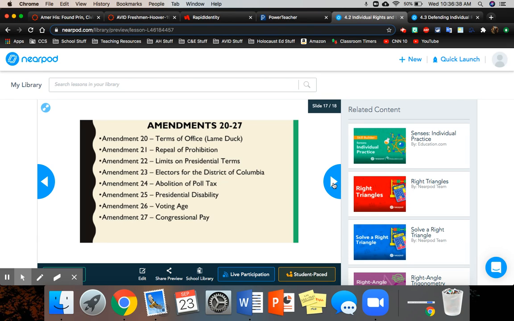Amendment 23, electors for the District of Columbia. Before the 23rd Amendment, Washington, D.C. did not have any electoral college votes. This gave them 3 electoral college votes. The 24th Amendment officially abolished the poll tax. Poll taxes were a way of preventing many poor black people, especially black people, but also some poor whites in the South from being able to vote, which was very immoral. And it was against the Civil Rights and Voting Rights Acts of 1964 and 1965, but they wanted to add a constitutional amendment to make sure that this was officially done with.